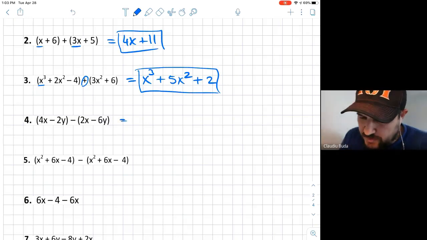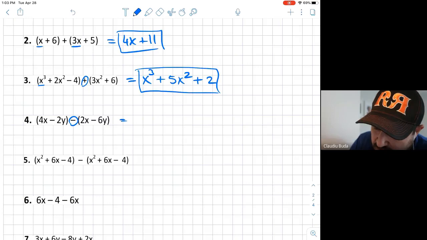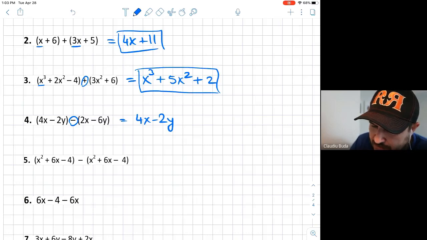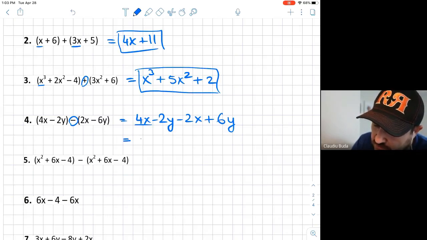For number 4, we have subtraction. So we have two polynomials, they are subtracted. So 4x minus 2y minus parentheses 2x minus 6y. So we're going to have to switch the signs of the second one. So first one, we just write it the way it is. And then negative 2x. And then 2 negatives makes it a positive. So plus 6y. So now we're going to combine 4x minus 2x, that is 2x. And then negative 2y plus 6y, that is positive 4y.